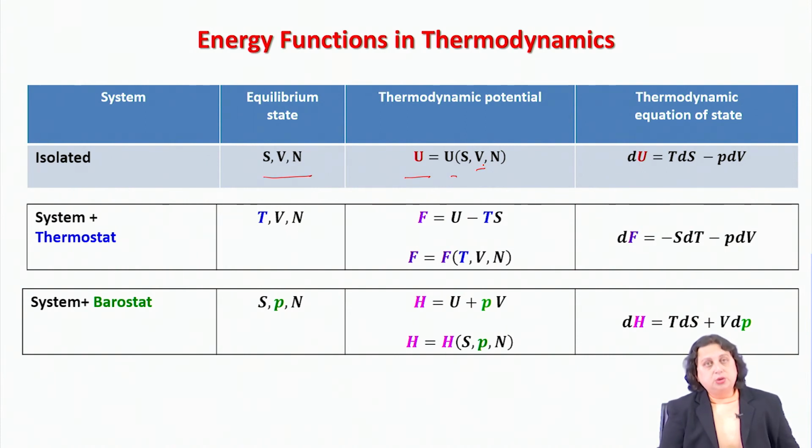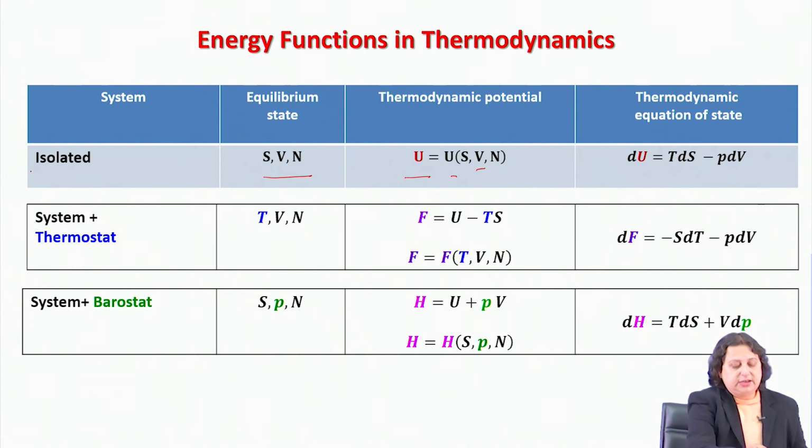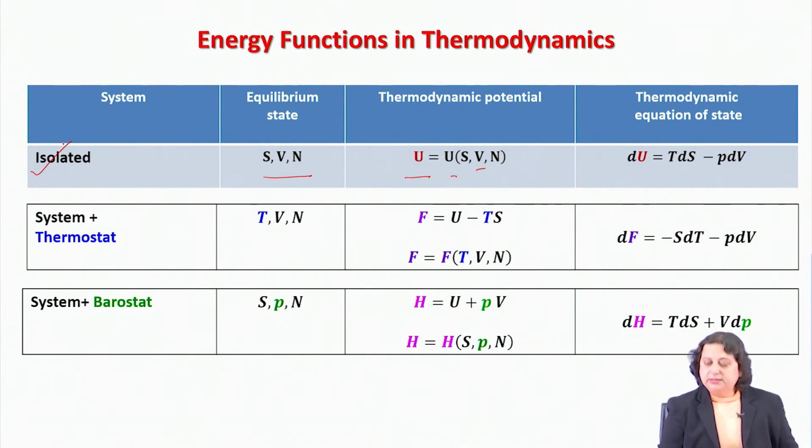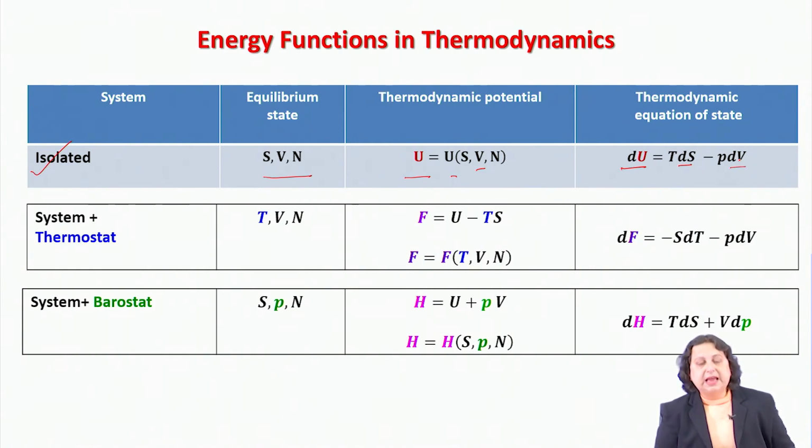Here, I call U the thermodynamic potential in an isolated system, simply because by the combination of the first and the second law of thermodynamics, I find dU depends on dS and dV. Therefore, U depends on S and V.